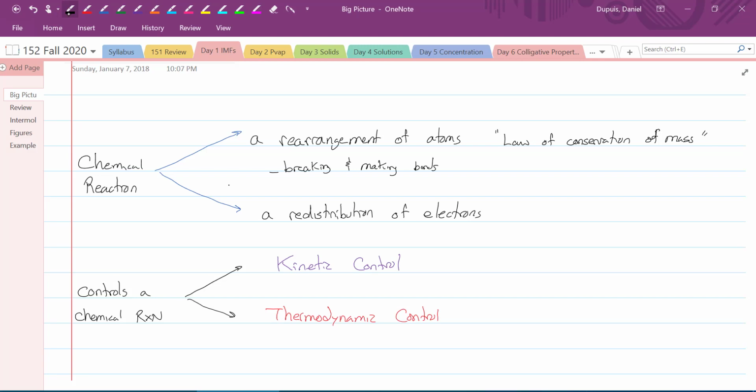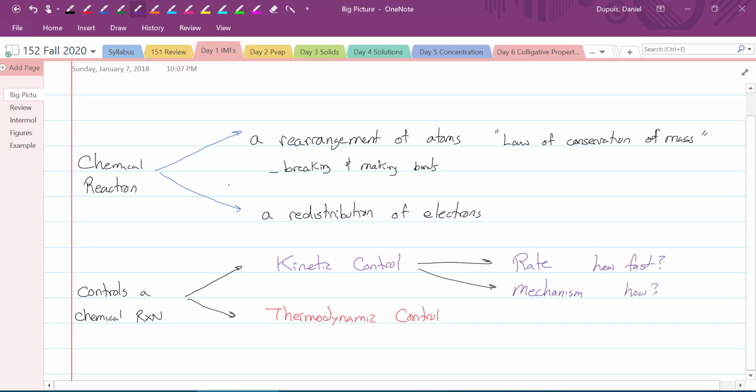Now, with kinetic control, there are two things that come out of it. There is the rate of the reaction, and it's how fast it goes. How fast does this reaction go? And then the mechanism, which is how the reaction goes. How does that happen? Just going back to cooking, because cooking's very analogous to reactions: how did you make your spaghetti sauce taste so good, or your chicken, or whatever dish you're making? So the how matters.